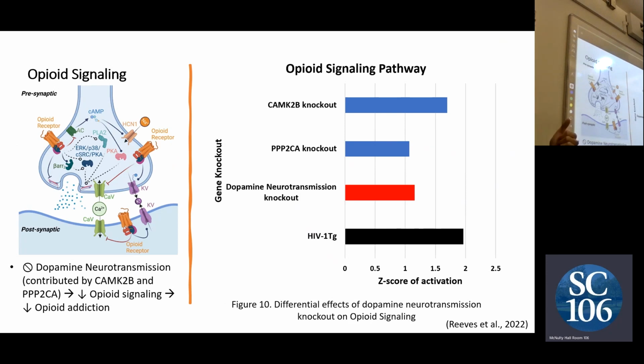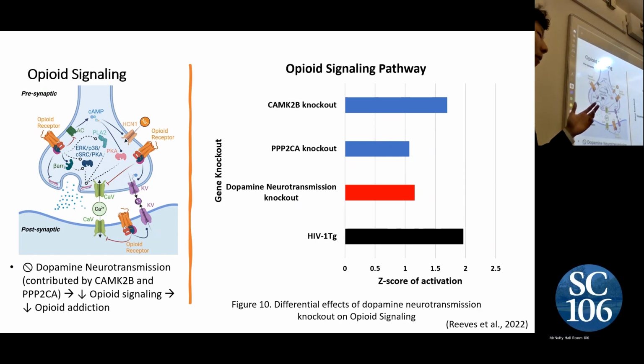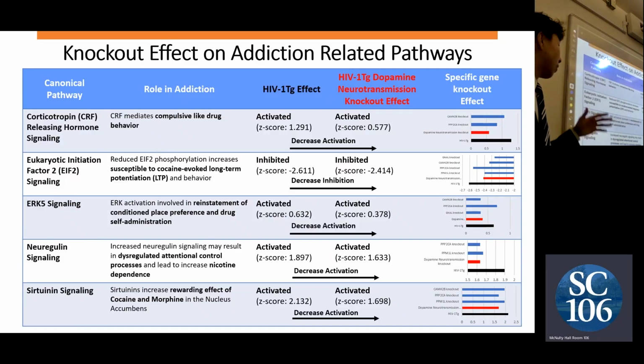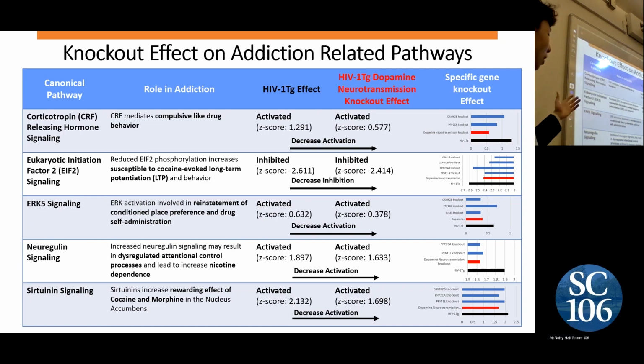And the last pathway I'll be looking at is opioid signaling, where when we knocked out the dopamine neurotransmission genes, all 6 of those genes together, there's a big decrease in activation, which suggests that this opioid signaling is decreased when we remove them, and these molecules are responsible for that drug-addictive behavior, specifically opioid signaling. And by removing those specific genes, CAMK2B and PP2CA, we see a decrease in opioid signaling and possibly a decrease in opioid addiction. So these are all the other pathways that I looked at, and they all show that it reduces drug-addictive behavior.